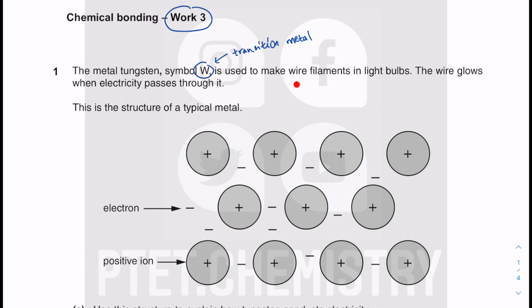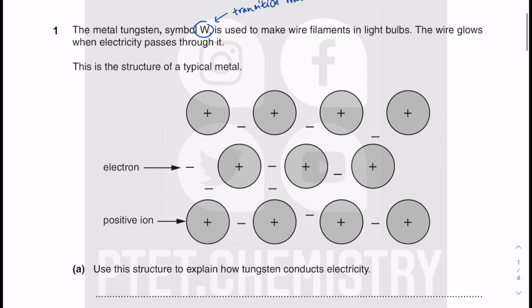Tungsten is commonly used to make the wire filaments in light bulbs, and that is because tungsten has a very high melting point. You don't want the wire filament that gets very hot in the light bulb to melt easily. This was back in the days when we were still using those light bulbs. These days LEDs are more common, and LEDs don't require these filaments anymore. LEDs don't get too hot, therefore they save you a lot of energy. LED stands for light emitting diode. But the wire glows when electricity passes through it.